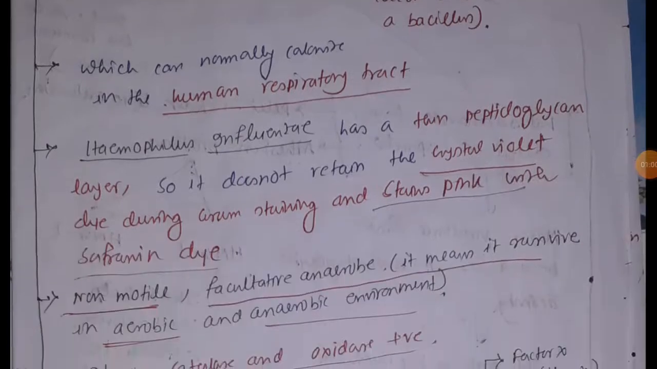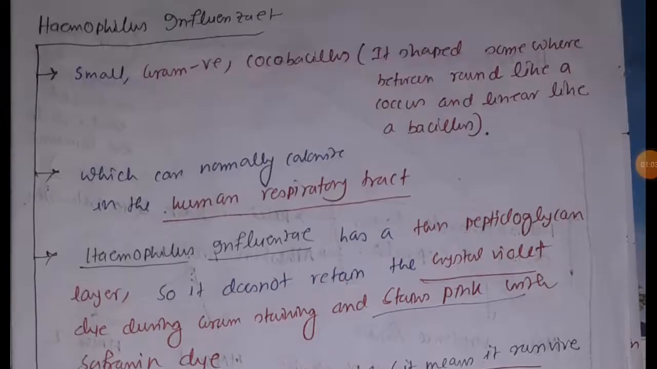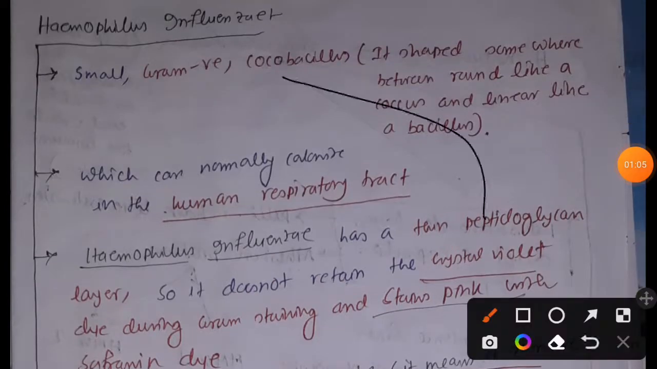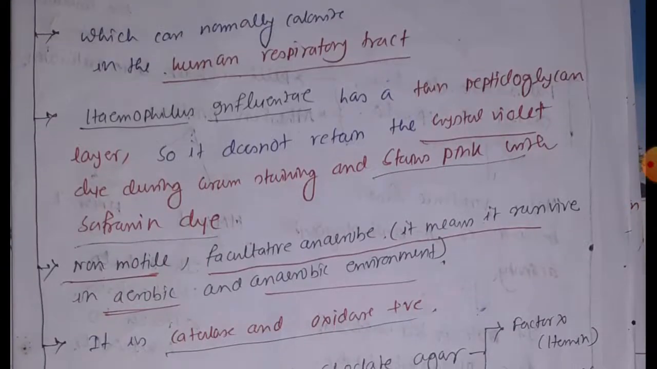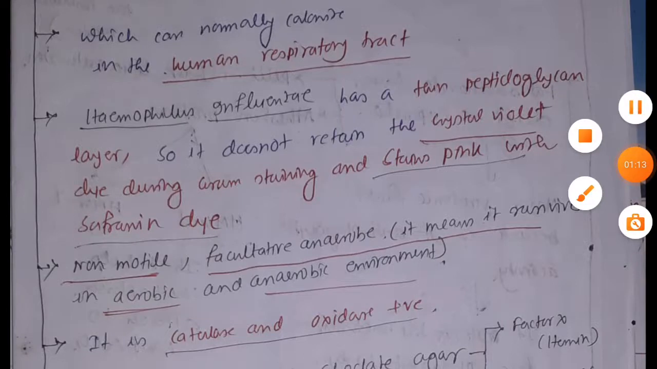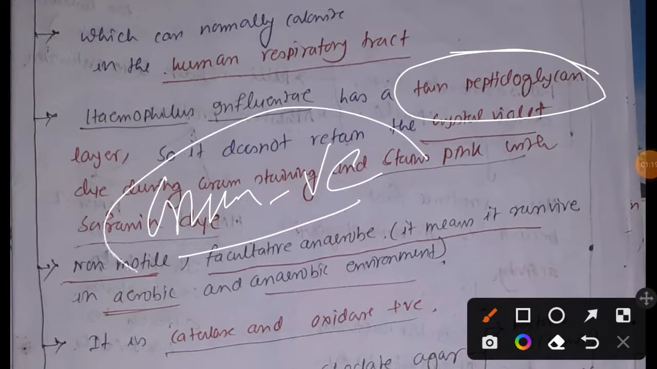Haemophilus influenzae has a thin peptidoglycan layer, and that is obvious because it is a gram negative bacteria. Gram negative bacteria possess a thin peptidoglycan layer along with an outer membrane. That means it cannot retain the crystal violet; instead it will color pink due to the safranin, right?